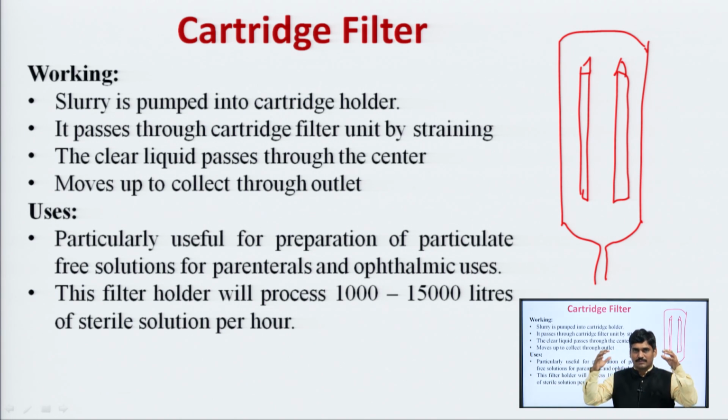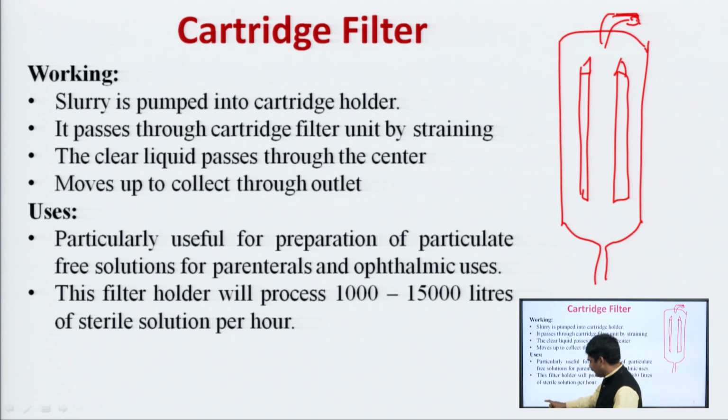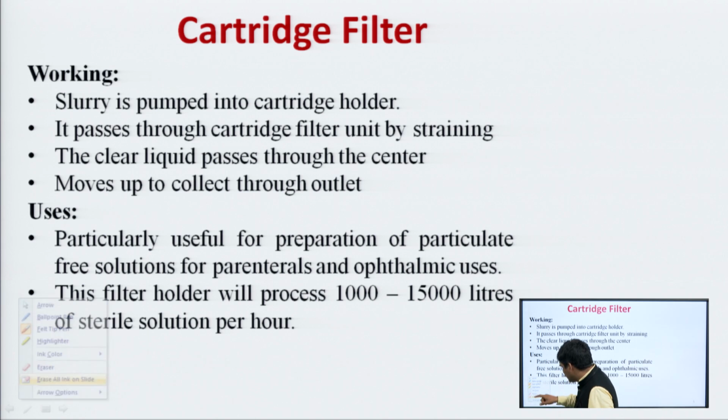So, what happens when the slurry is entering into the system, the clear liquid or the filtrate passes through the pre-filter, then it passes through the membrane filter, then it enters into the center of the cartridge, and from there it collects up, and the clear filtrate can be collected from the top of the filtration unit. So, from this position the filtrate is collected. In this way the cartridge filter works.